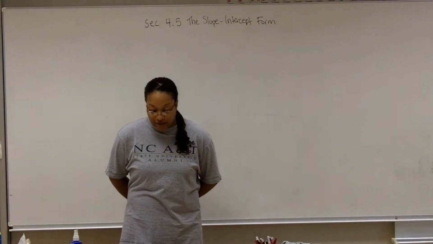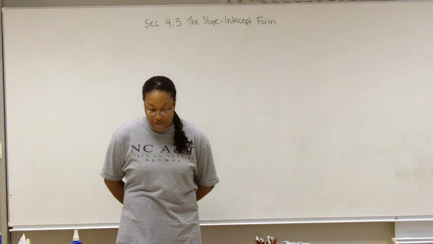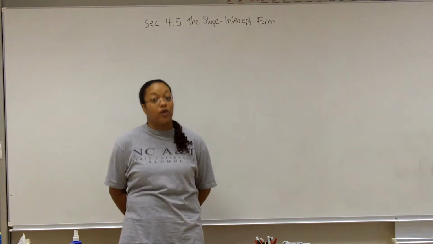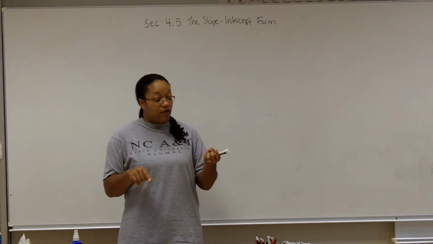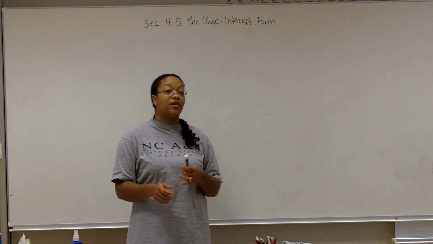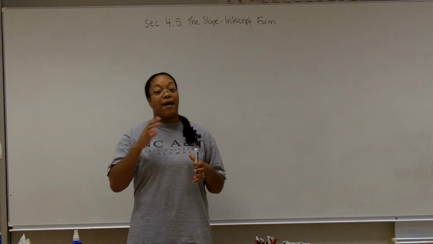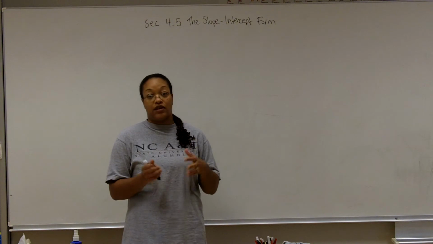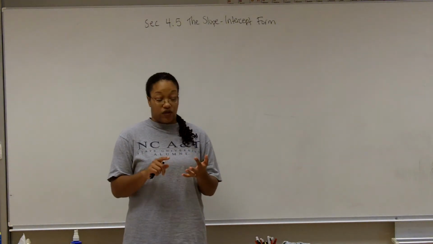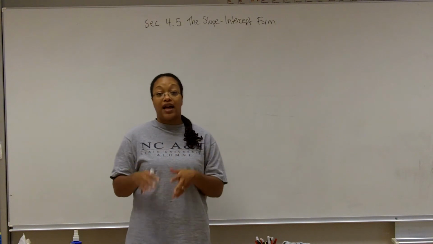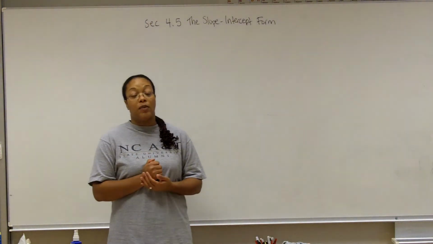Today's lesson is covering section 4.5. This is slope-intercept form. Before you watch this video, you should have watched section 4.4, which talked mainly about the slope, and then the application of the slope, which is the rate of change. We're going to take that information that you learned about the slope, the rise over run, and using the slope formula, we're going to apply it to a very special equation that we call the slope-intercept form.